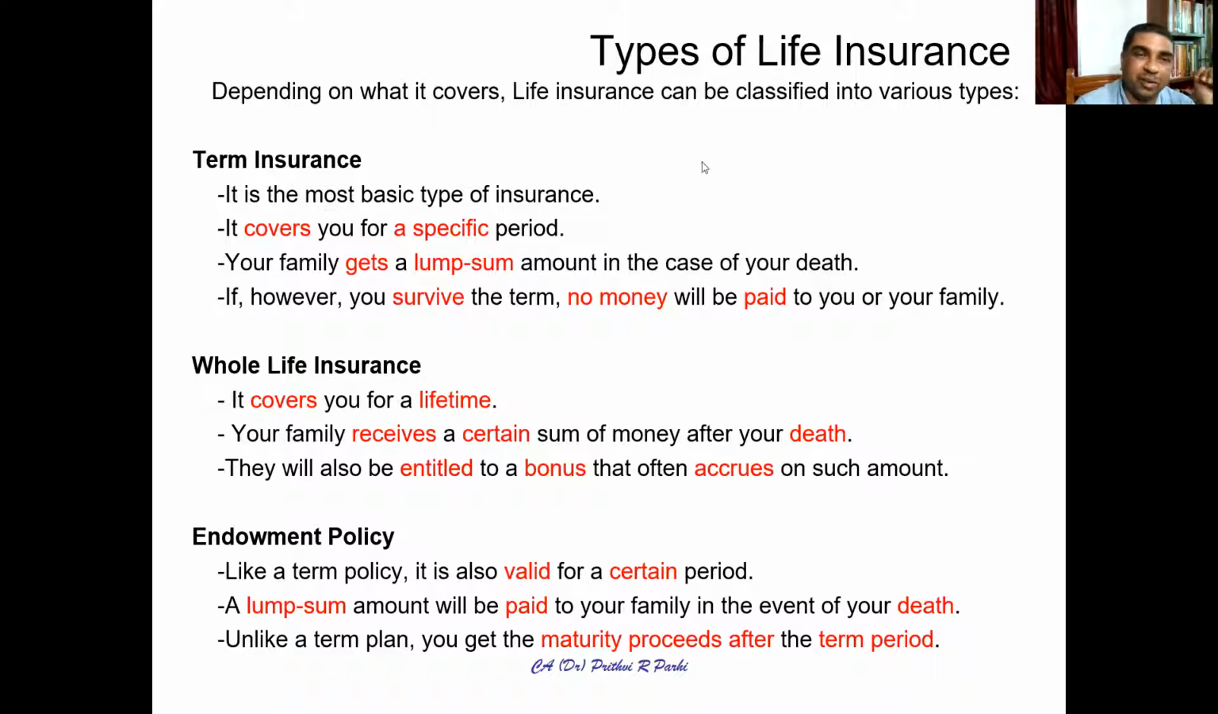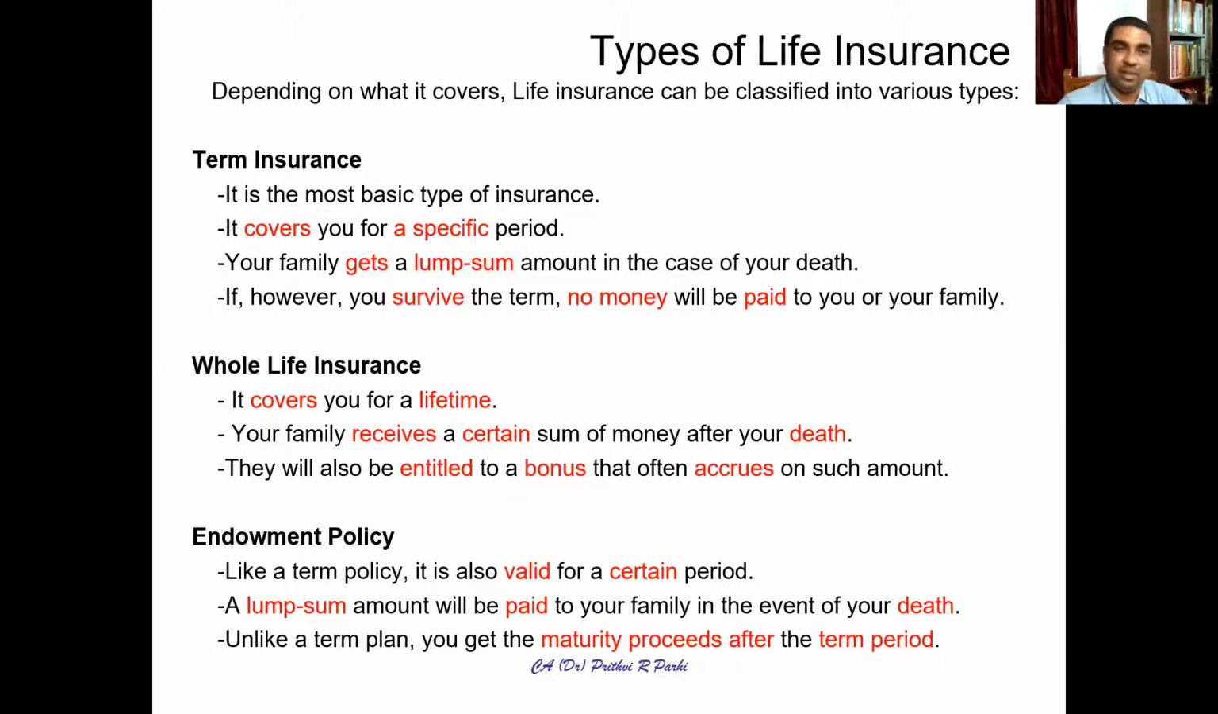In case of pure term insurance, what happens? The term is over, the person still survives, then nothing will be paid. But here in endowment policy, when the policy matures, the maturity amount will be paid. If death happens, then death compensation will be paid. If the death doesn't happen, the person survives, then the maturity amount will be paid. So I think you have understood these three kinds of policy: term policy, whole life policy, and endowment policy. Yes or no?